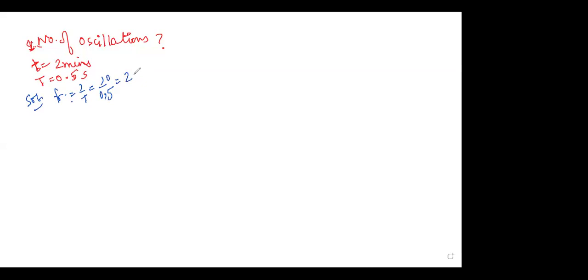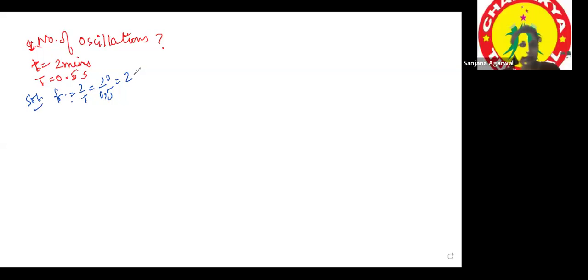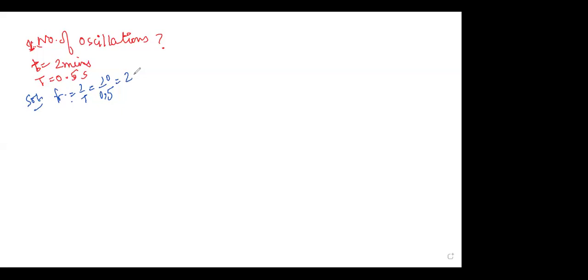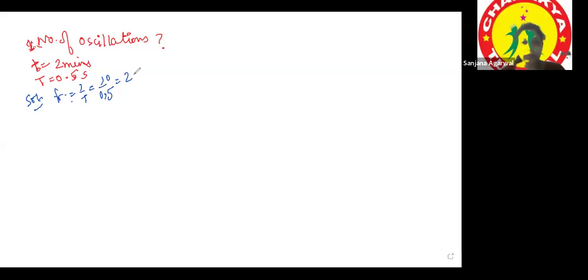That is 60 seconds. Ma'am, and 2 minutes is 120 seconds, right? 120 seconds. Yes, ma'am. Time period is 0.5, so the number of oscillations will be 120 by 0.5. Tell me the answer.